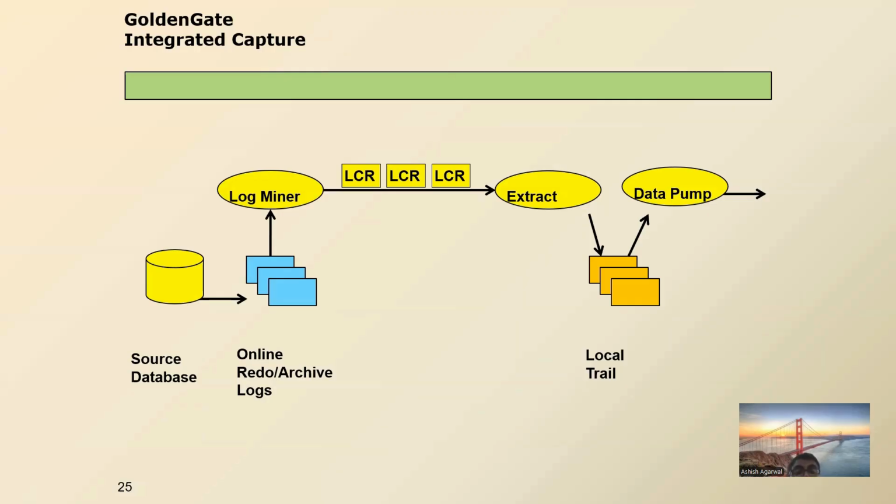And once the changes are written into the log miner, it passes on the changes to the extract process in form of LCRs. Okay. Once the extract process receives the changes from log miner, then it writes to the local trail, which data pump reads and sends over the TCP/IP network. So in case of integrated extract, there is one more layer in between, which is log miner.